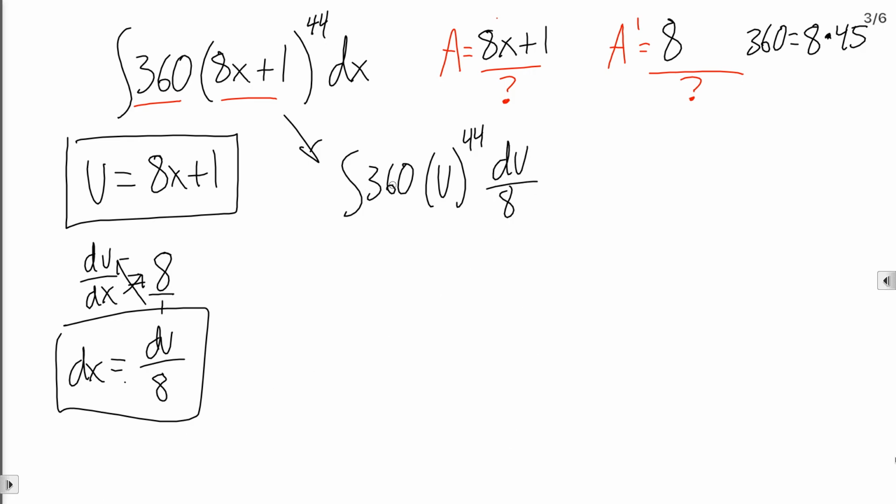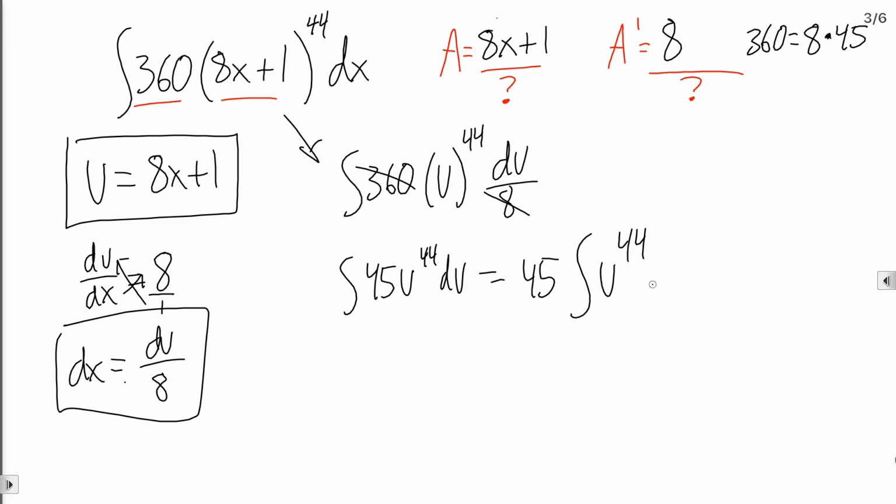And look, this is all just chained together by multiplication, so we can really simplify across the expression. So 360 divided by 8 is 45. See here, u to the 44th du. And then look, we can take out coefficients, so the 45 can just hang out. And we just need to think, what is the antiderivative of u to the 44th?